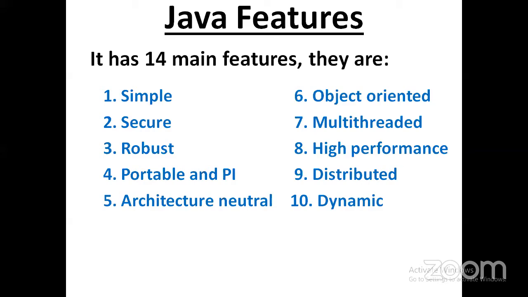What is Java? Java features. Java has main features. They are simple, secure, robust, portable, platform independent, architectural neutral, object oriented, multi-threaded, high performance, distributed, and dynamic.